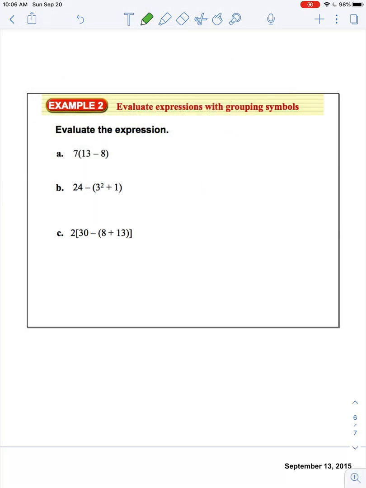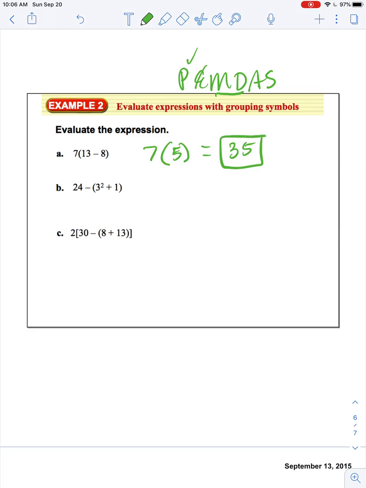Life's pretty good. So here we are with PEMDAS again, except now we have parentheses. I'm going to do what's inside the parentheses first. So the 7 is going to hang out there, and I'm going to do 13 minus 8 and get 5. Then I don't have exponents, but I do have multiplication and division. I have multiplying, so I go ahead and multiply them, and then I'm done with that problem.